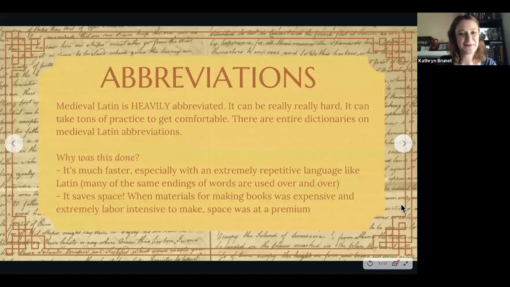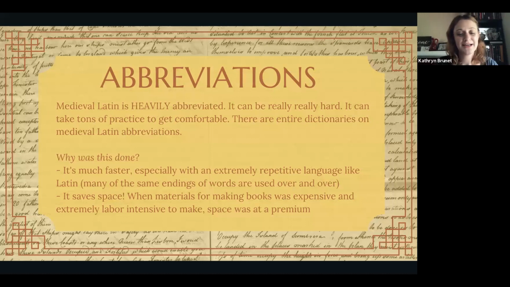Okay, so this is a big one, especially with your exciting Gothic examples in session 2. Medieval Latin is heavily abbreviated. It is one of the biggest hurdles in paleography. Medieval Latin can be really, really hard, and it can take a lot of practice to identify. So there are entire dictionaries of medieval Latin abbreviations, which I showed the people in my last session. This is one of those dictionaries that people use for Latin abbreviations. It's extremely helpful.